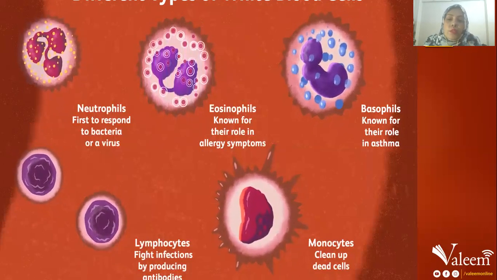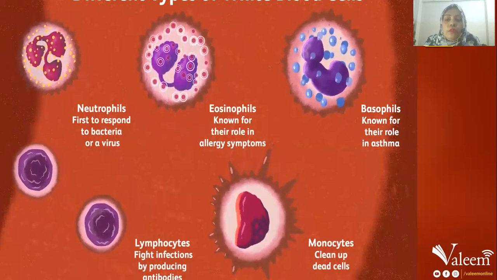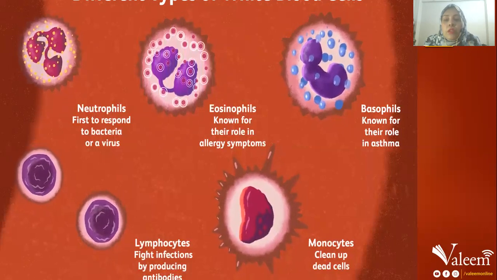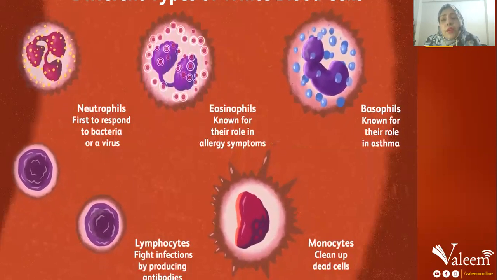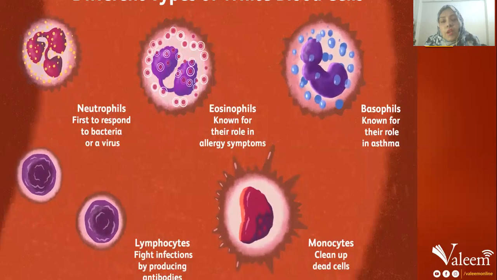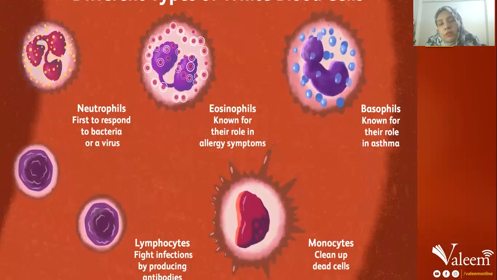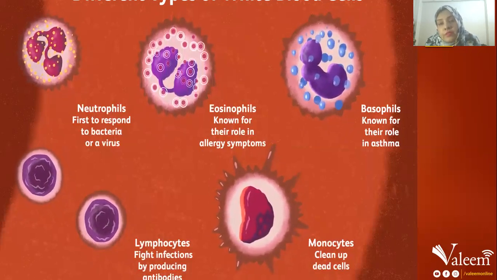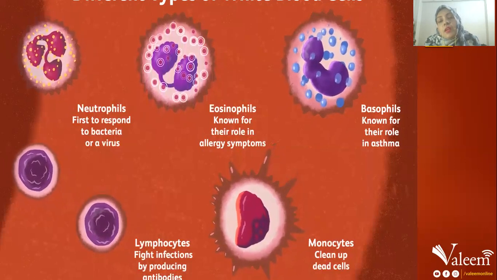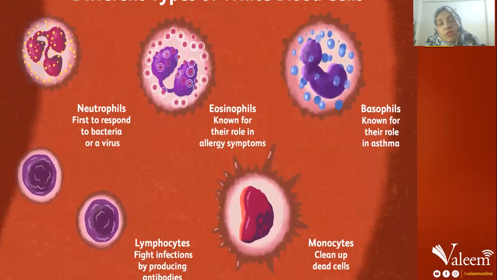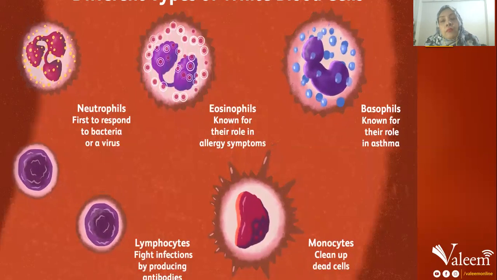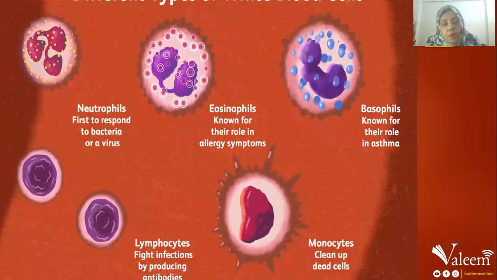Then the basophil is also known for its work in asthma. Whenever you have asthma, it is recovered by the basophil. Basophils are active and increase in number during the reaction, and they minimize the asthma problem.